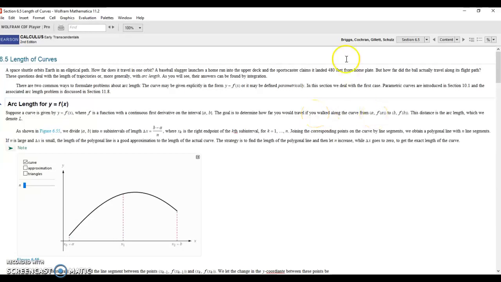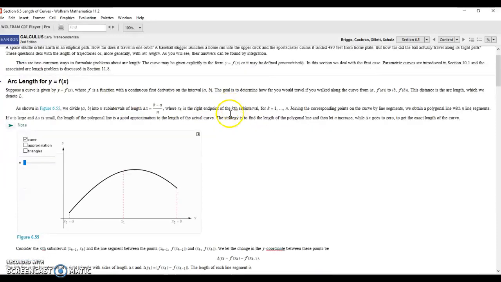Hello. We're going to look quickly at a couple of sections here. 6.5, length of curves, and 6.7, which is some applications, basically, of some of the integration that we've been doing in this chapter. So, for length of curves, they do a derivation here, kind of at the beginning of the section. And, hey, this looks pretty similar.